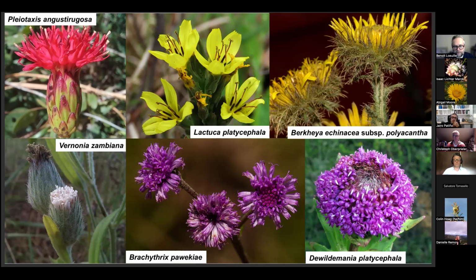From Malawi, Brachythrix pawekiae. You notice that you don't have any pappus in Brachythrix. And an interesting small genus, Dewildemania. Here's the species platycephala. It's not endemic to Flora Zambesiaca. It also occurs in Tanzania. They have this very big head with a paleate receptacle.